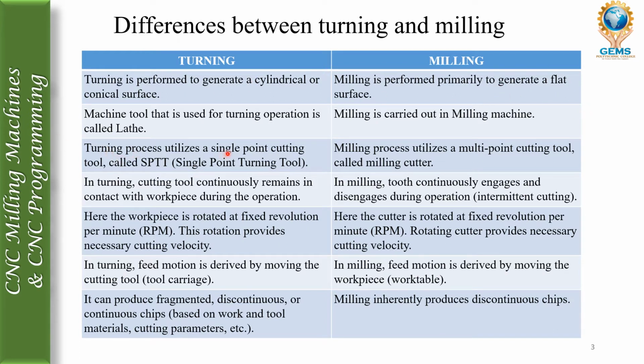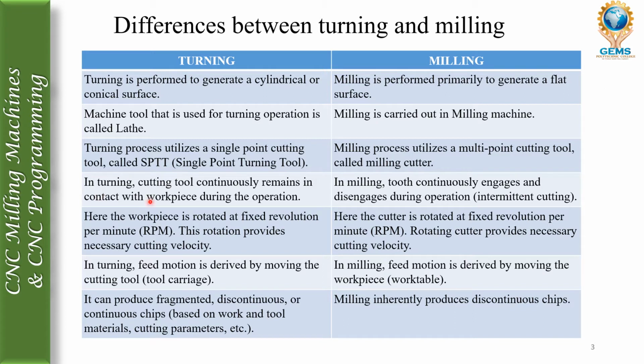The turning process utilizes a single point cutting tool called SPTT, single point turning tool. In the turning process in a lathe machine, it uses a single point cutting tool. It means the cutting tool has a single point which makes surface contact between the tool and the workpiece. But the milling process uses a multi-point cutting tool called a milling cutter, which means the single tool itself has multiple points, and all these points make surface contact with the workpiece at the same time while doing the machining process.